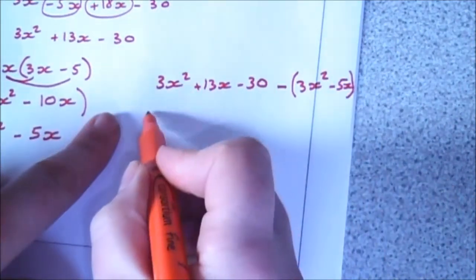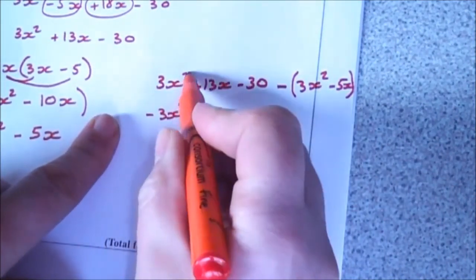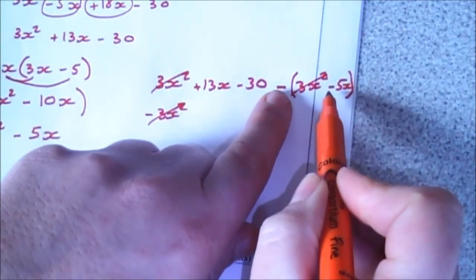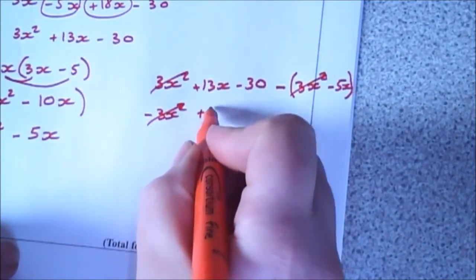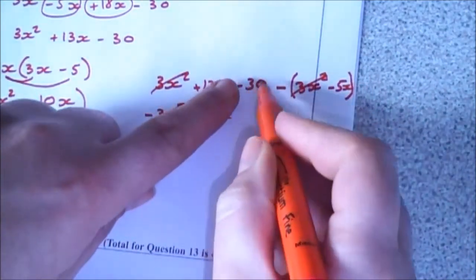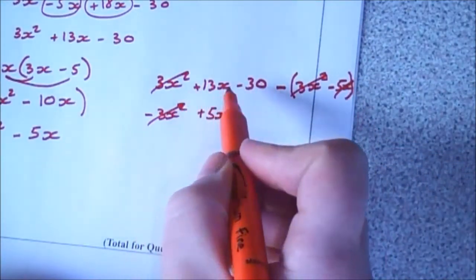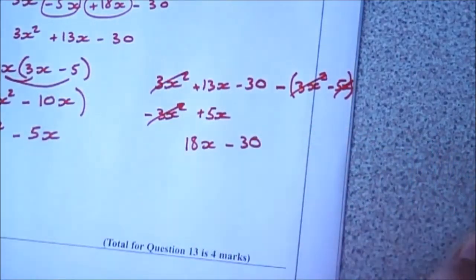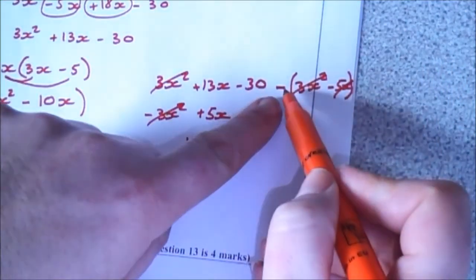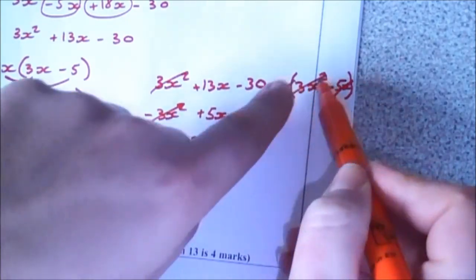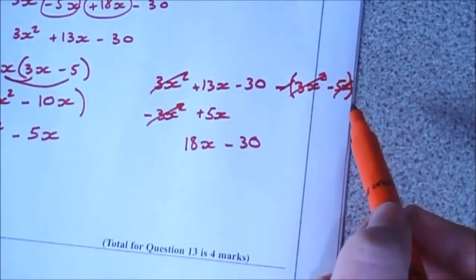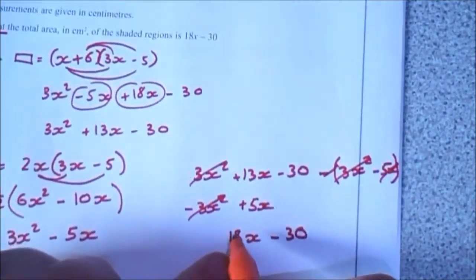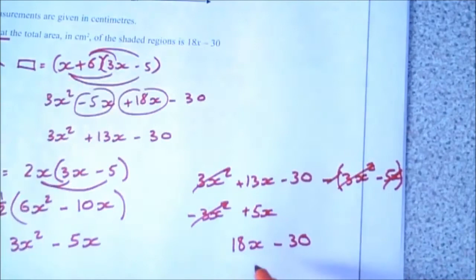So what you end up with is a negative 3x squared, which will cancel that out. And then you'll end up with a positive 5x. And there's no numbers, so I can ignore that. So 13x plus 5x is 18x. And there's that negative 30 that I ignored. So I've considered the subtraction sign. I've dealt with the 3x squared, and I've managed to negotiate my way around that negative 5x. So that's then left me with 18x minus 30, and that's what the question was asking.